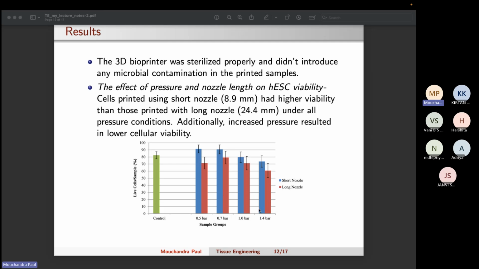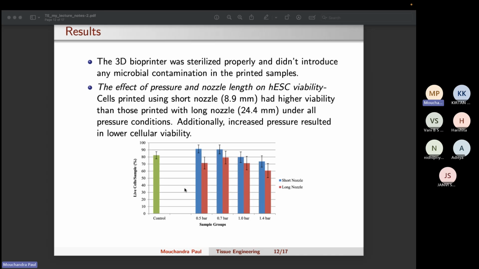Another thing, if you increase pressure, then also the cell viability is affected. We compare the bar chart lengths for 1.4 bar and 0.5 bar. For 0.5 bar pressure, the cells that were printed had higher viability than at 1.4 bar. So as you increase the pressure, the cell viability is getting compromised.